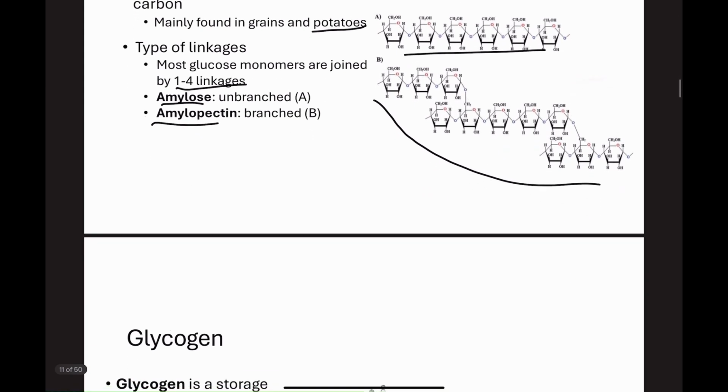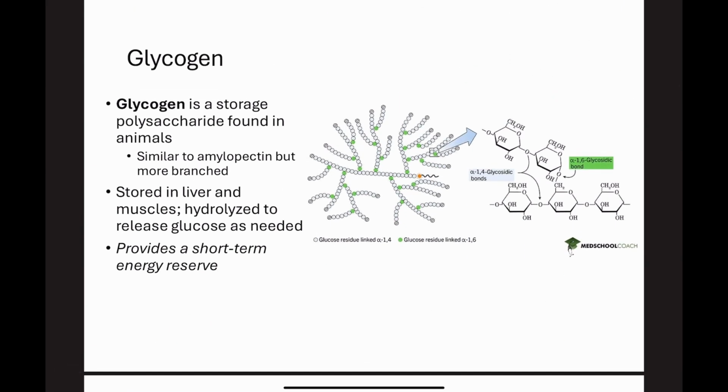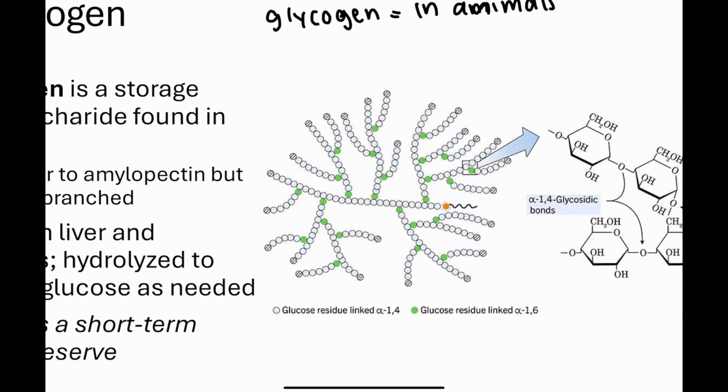Another storage polysaccharide that we have is called glycogen. And glycogen is the storage equivalent of starch in animals. So starch is found in plants, and glycogen is found in animals. We need to understand that distinction. And glycogen is extremely branched. Look at all the branches that it has. It's just really branched. So it's a more branched version of amylopectin.